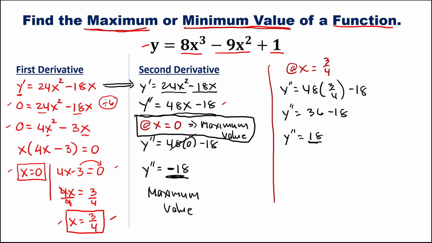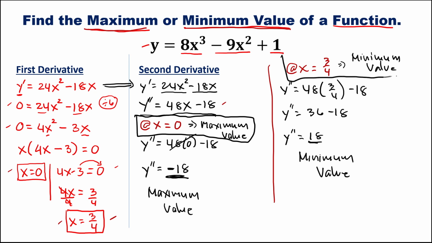So since the value for the second derivative is positive, then the value for x is the minimum value. So therefore, x equals 3 over 4 is the minimum value for this function. So these are now the maximum and the minimum value for this given function.